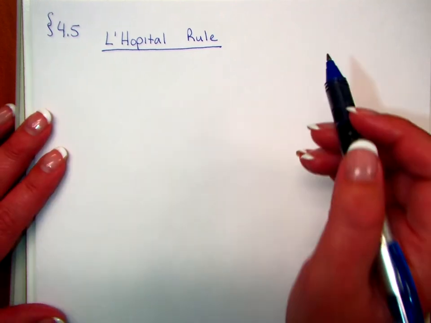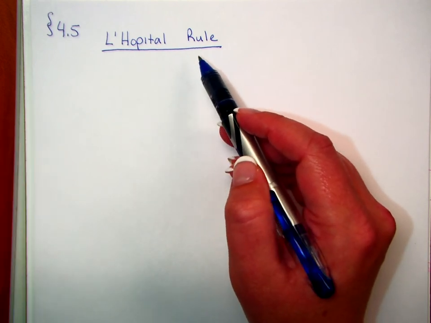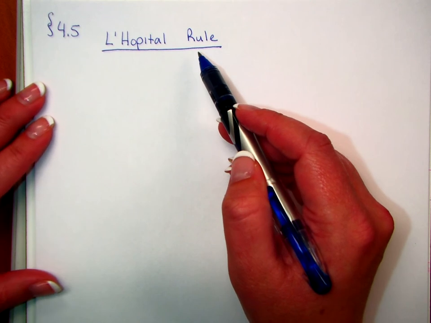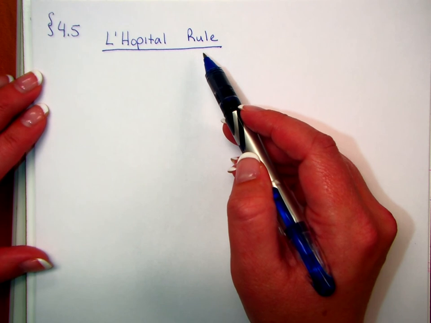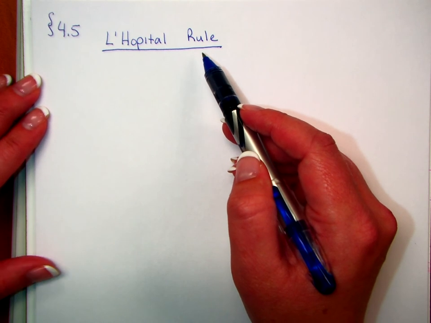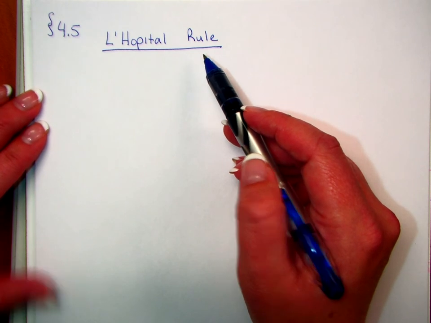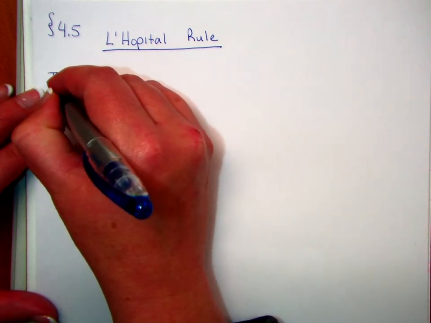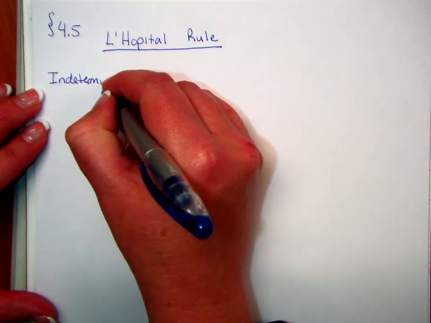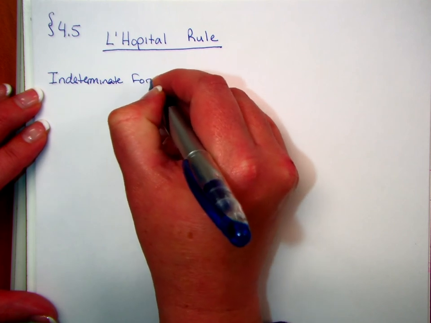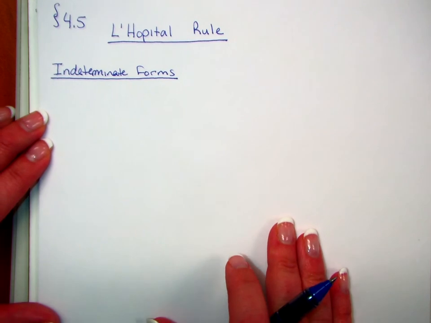In section 4.5, we're going to be talking about L'Hopital's rule, which is a technique to evaluate limits. Now, before I talk about what L'Hopital's rule states, we're really going to focus on whether our limit is an indeterminate form or a determinate form. So I'm going to list here all the indeterminate forms. There are 7 total indeterminate forms.